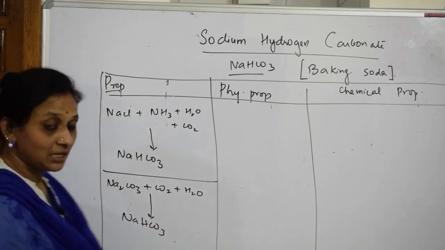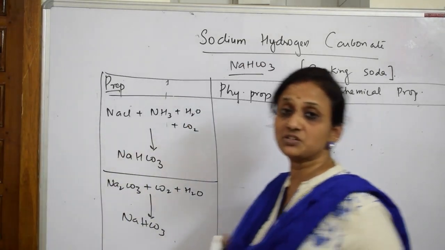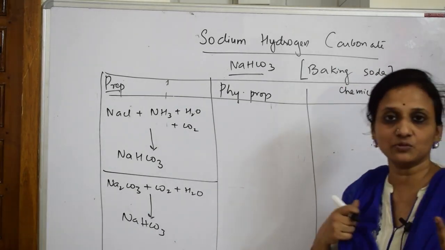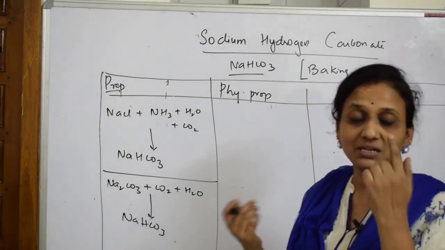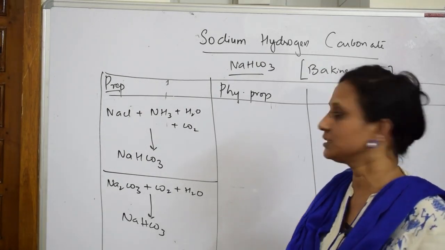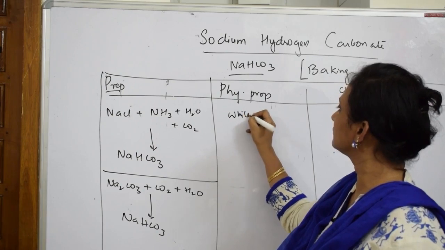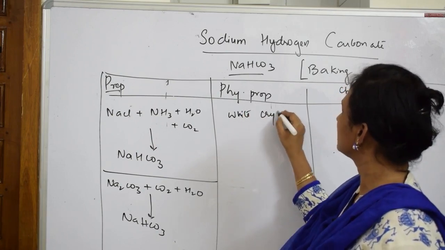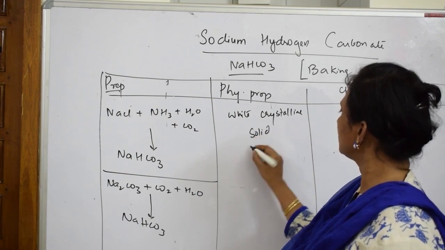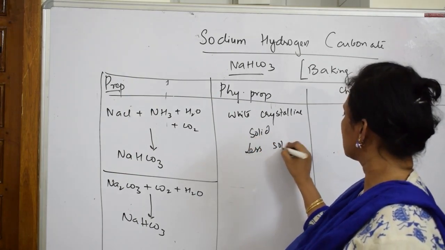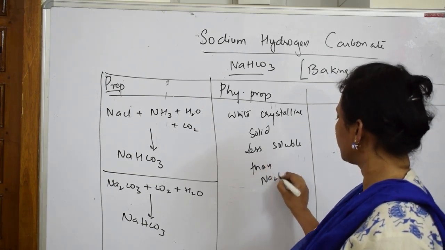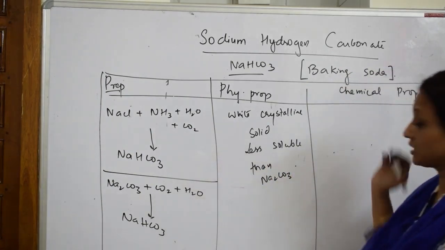Simple as that. Now when I have to speak about the physical properties of this, right? So baking soda, as we know, it is white crystalline but less soluble in water compared to sodium carbonate. So we will write white crystalline solid, less soluble than sodium carbonate, washing soda, right? Fine. So now chemical properties.